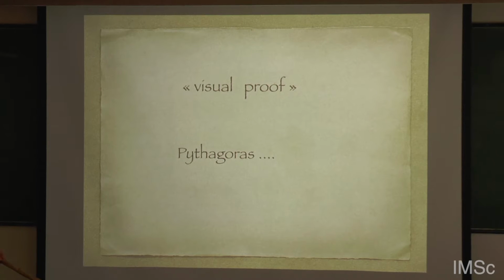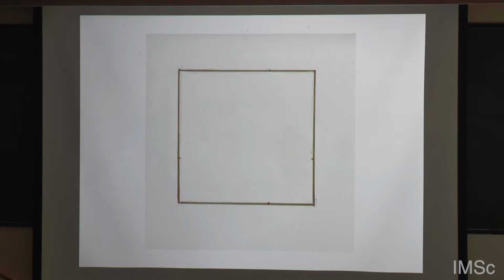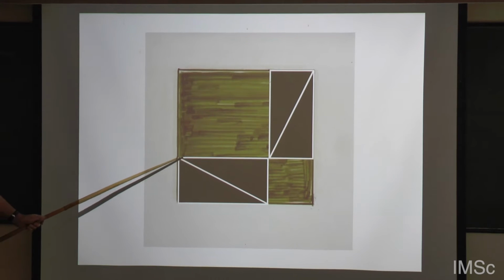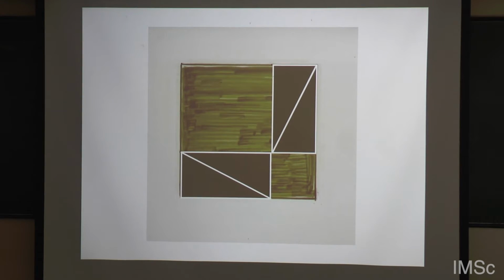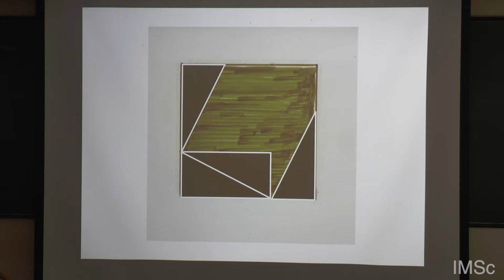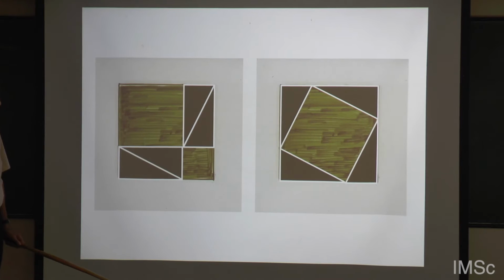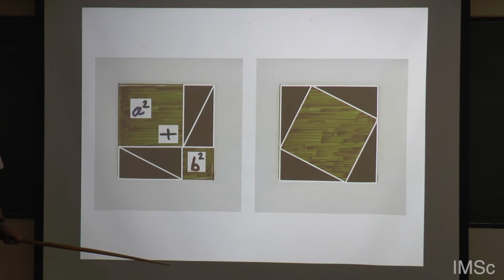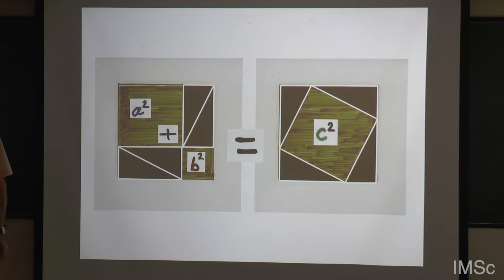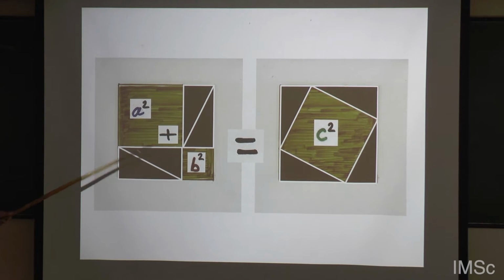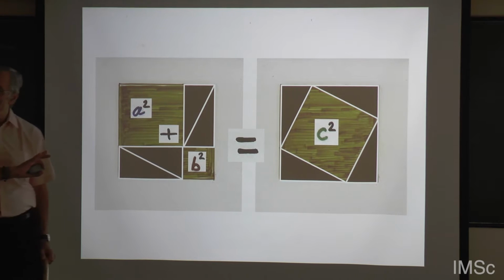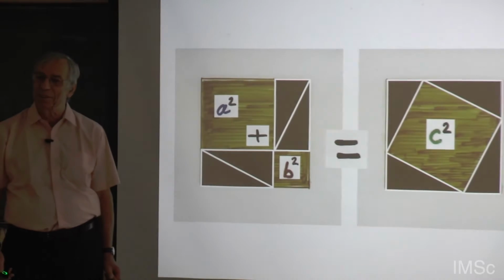And at the time of Pythagoras, there were many visual proofs, like the famous Pythagoras theorem. So this is the rectangle triangle. And the visual proof of Pythagoras theorem is the following. That's the proof. A, B, C. Because in this movement of triangles, the yellow area is invariant.